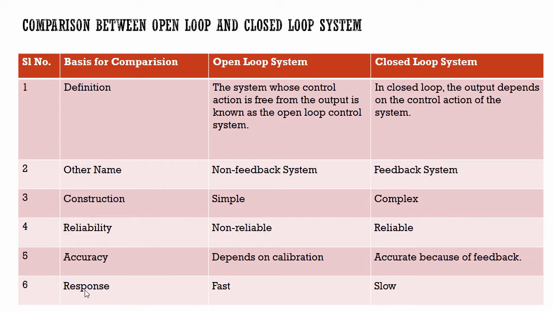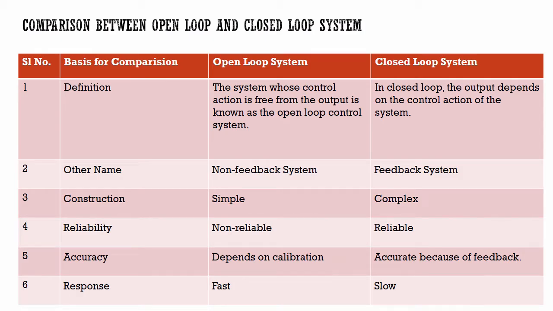Next is response. The open loop system is very fast in response, because it is unidirectional. With no feedback system, there is no need for error calculation, so it can respond faster. Whereas in the closed loop system, every step has to be calculated for error. That is why it takes more time to respond.